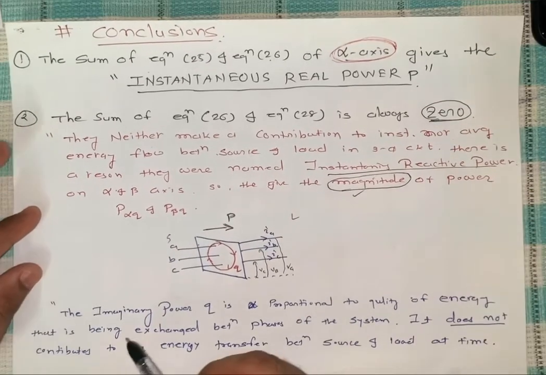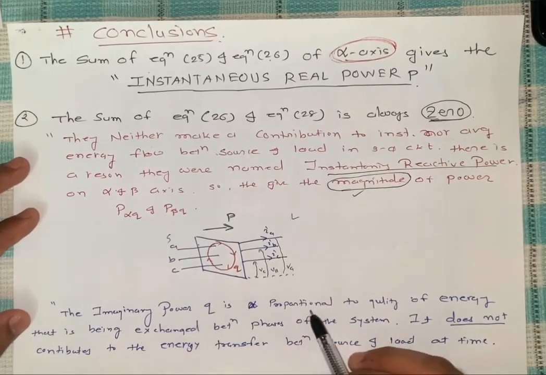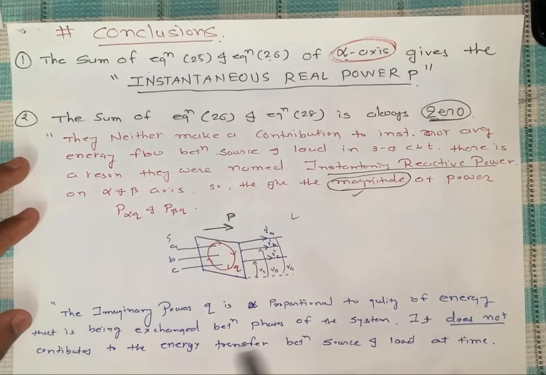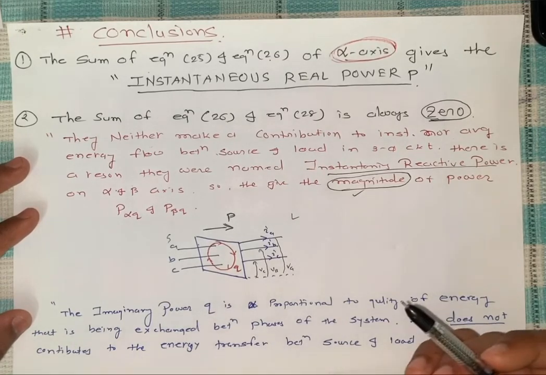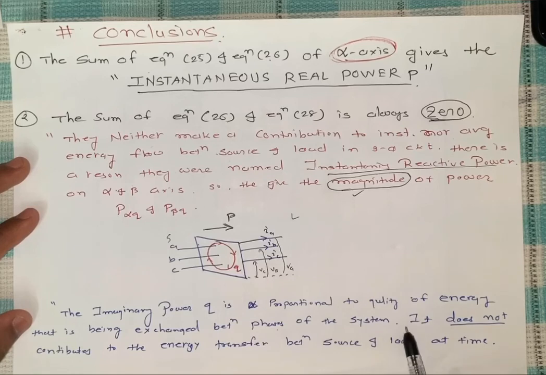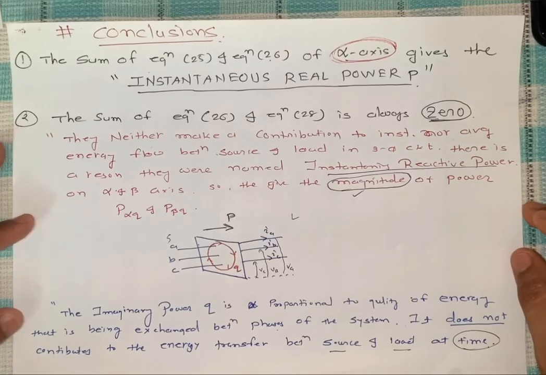Now last but not least, the imaginary power Q is proportional to the quantity of the energy that is being exchanged between the phases of the system. It does not contribute to the energy transfer between source and load at a time. And we are talking about the time domain situation. Okay, thank you.